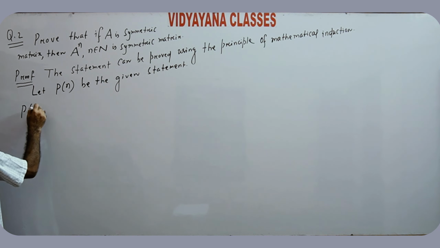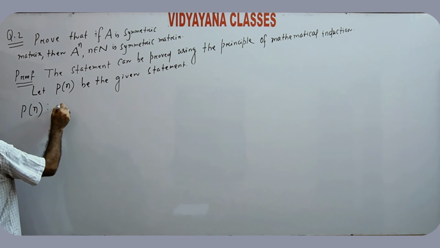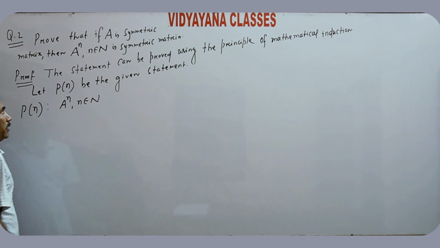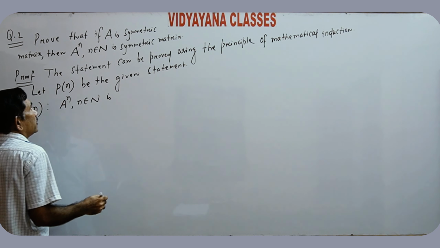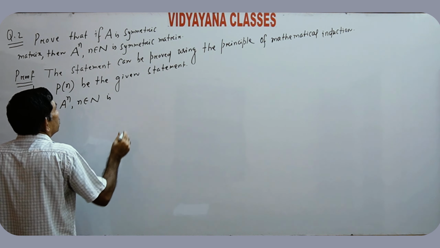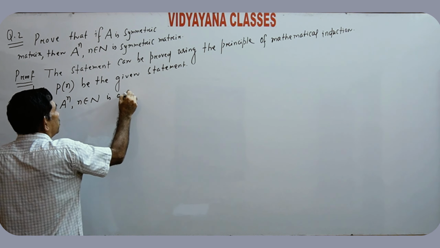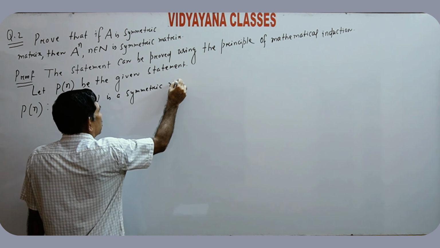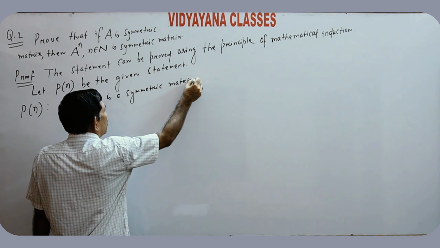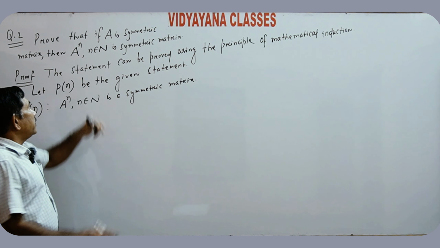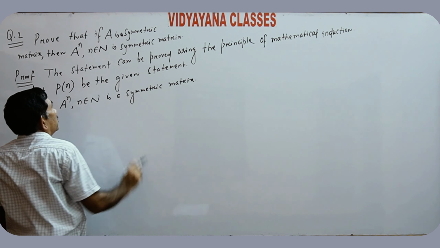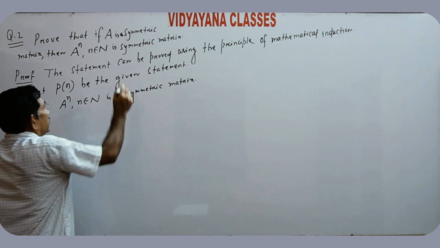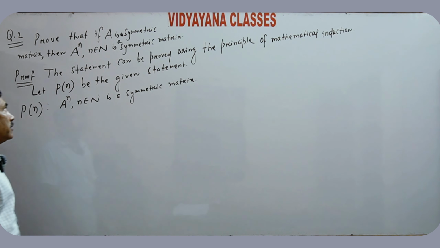Pn so that A to the power n, n belongs to capital N, is a symmetric matrix. If capital A is a symmetric matrix, then A to the n, n belongs to capital N, is a symmetric matrix.